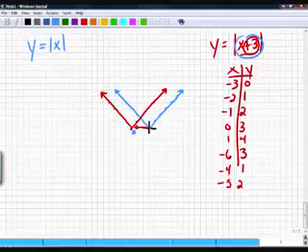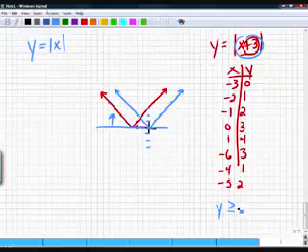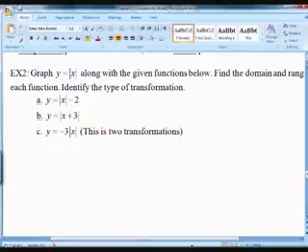Your range. Where does the y value start at? Y's, 0. Your y values are your up and down values. This thing starts right here and it goes up from there. That is 0 because this is the y value of 0. This is 1, 2, 3, right? Negative 1, negative 2, negative 3. That starts at 0 and goes up. So for your range, you'd say y is greater than or equal to 0. That's your range. Questions? Let's do the last one.